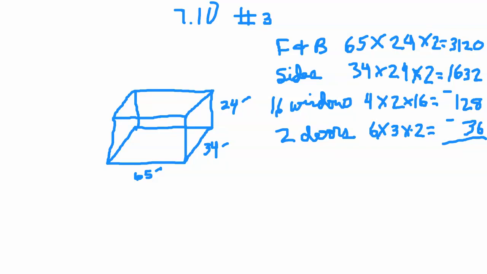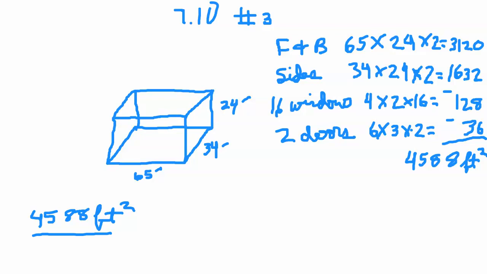3120 plus 1632 is equal to 4752. Minus 164. Are you getting the same figure as I am? I have 4588. Yes. So that's your first answer to the problem.